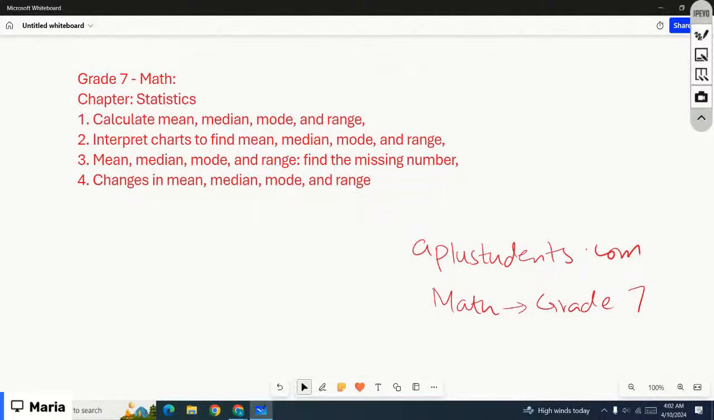We're going to start with the chapter statistics, and the lessons we're going to cover from the chapter are calculate mean, median, mode and range, interpret charts for mean, median, mode and range, mean, median, mode and range, find the missing number, and changes in mean, median, mode and range. So please make sure you have your notebook and pencil so that you can note down the important examples and definitions as well.